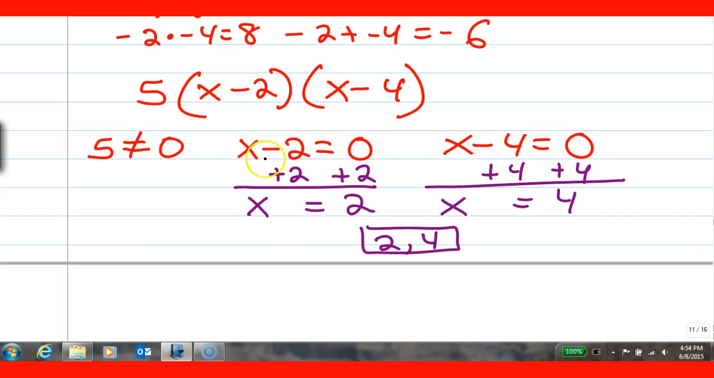Then I have here x minus 2 equals 0, so adding 2 to both sides, I end up with x equals 2. And I end up here adding a 4, so I end up with x equal to 4. There are my answers, 2 and 4.